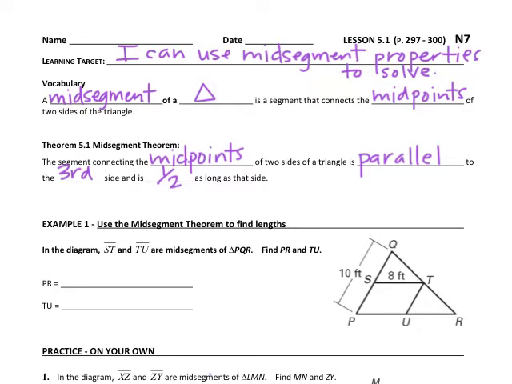All right, guys, this is the lesson 5.1 video, and at the end of this lesson, you should be able to use mid-segment properties to solve for lengths and measures in triangles. So to begin, let's look at the vocabulary.